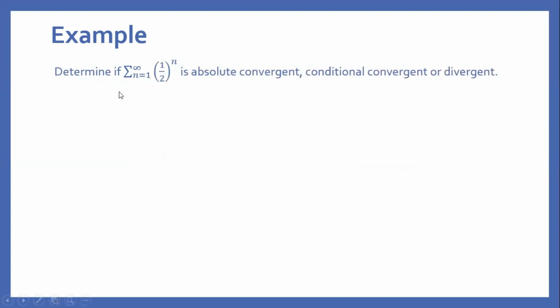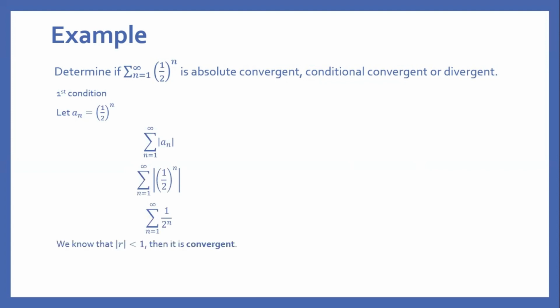Next, determine if the summation of 1/2 raised to n from n equals 1 up to infinity is absolutely convergent, conditionally convergent, or divergent. The first condition, let a sub n equals 1/2 raised to n. Ayan. And kunin natin yung absolute. So, 1/2 raised to n, ang absolute niyan magiging 1 over 2 raised to n. We know that the absolute of r is less than 1, then it is a convergent.